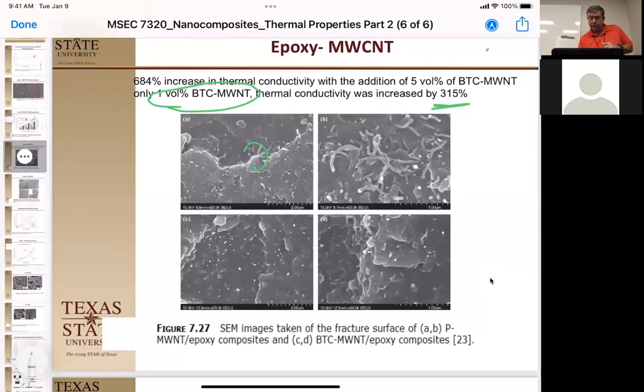So this is the pristine one right here. And so there's a lot of aggregating here. And this is the treated one. We don't see any of them sticking out of the matrix. It's almost like they're buried in the matrix and well incorporated into the matrix because of the surface modification. Okay, because we can see these pulling out of the matrix and bundles in the matrix when they're not modified. So the surface treatment makes it really good for getting it into that matrix.